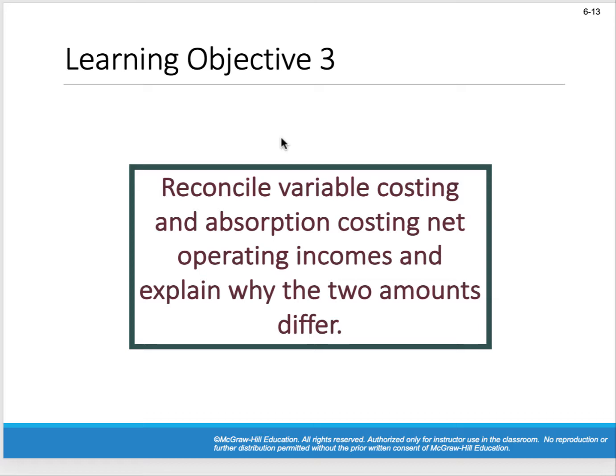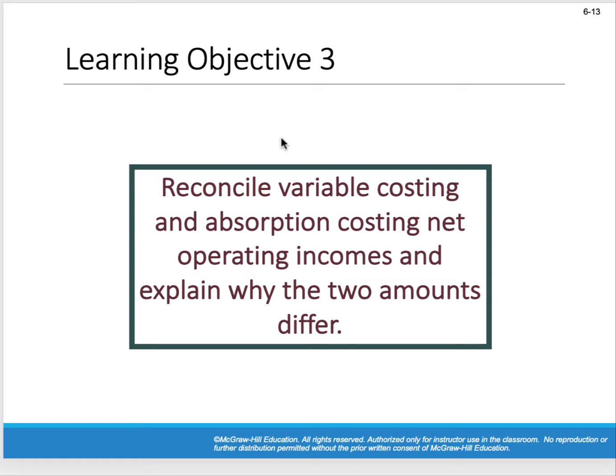In this video, we're going to look at how we reconcile the difference in net operating income between the variable costing method and the absorption costing method. And we're going to explain why those two amounts differ. Up to this point, you probably should have a good idea of why they differ, right?